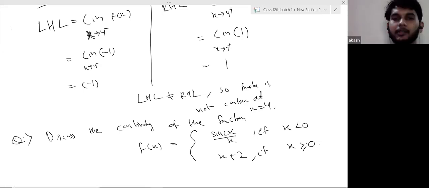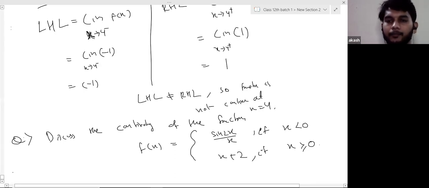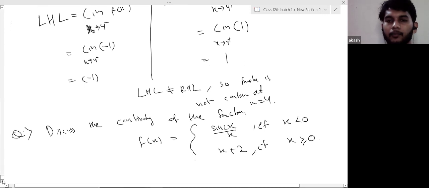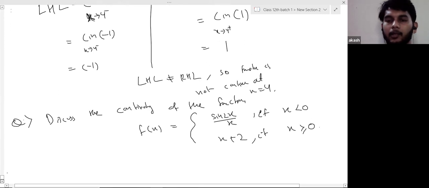Again, in this question, they are asking to discuss the continuity of the function. They are not asking you to check at a single point. They're talking about the whole real numbers. So what we have to do here? How to solve this?